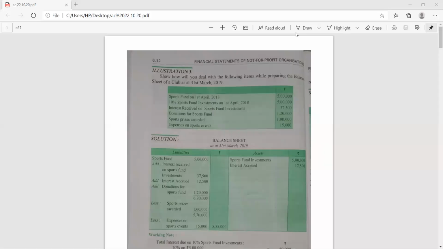Good morning, students. Let's continue our chapter number 6, financial statements for not-for-profit organizations. As previously, we have come to know that the receipt and payment account, income and expenditure account, and balance sheet are to be prepared. And there are so many items that will be considered.